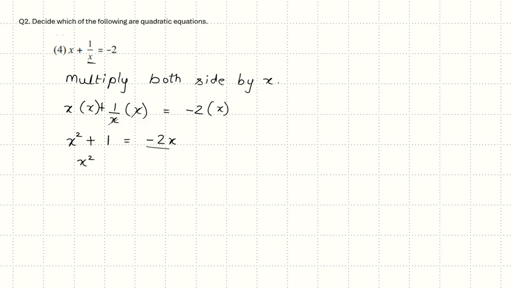Let's arrange this. x squared, this minus 2x will come on the left hand side. It will become plus 2x. This plus 1 as it is, equal to 0. Okay, if you look at this equation, here the highest index is 2. Therefore, in this equation, x is the only variable with highest index as 2, and the given equation is a quadratic equation.